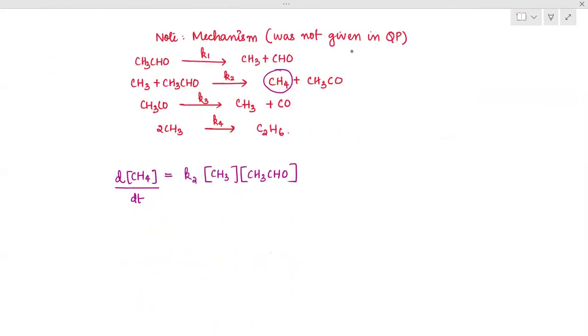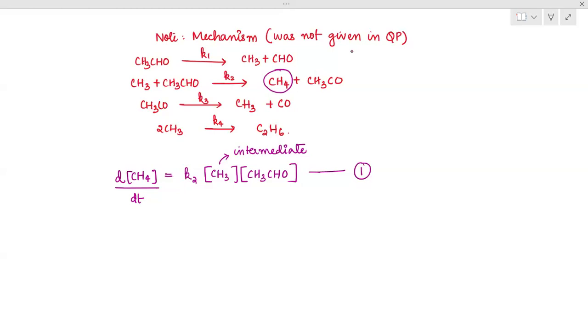Already in the question, they have given that it is a thermal decomposition of acetaldehyde. So acetaldehyde is our reactant and CH3 is our intermediate, which we are supposed to eliminate. There is no equilibrium in any of these steps, so we have to apply the steady state approximation. So this is our first intermediate. Let's label this equation as equation number 1.